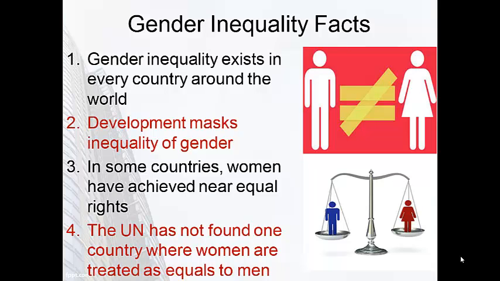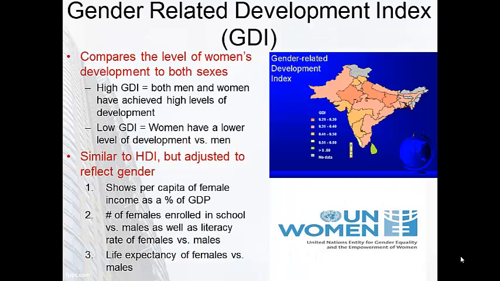Unfortunately, gender inequality exists in every country around the world, and development actually masks inequality of gender, so there are indicators developed with other indexes to find this inequality. Now, in some countries, yes, indeed, women have achieved near equal rights, and that is the key word, near, but the UN has not found one country where women are treated as equals to men, and we'll talk more about that in class. Let's focus on the two indexes that view gender inequality.